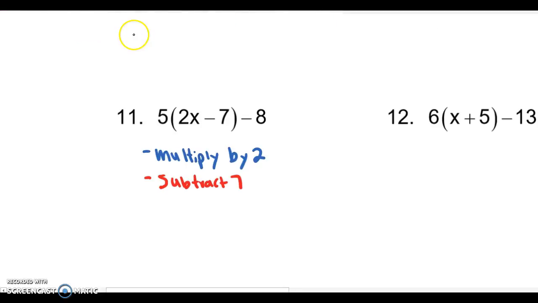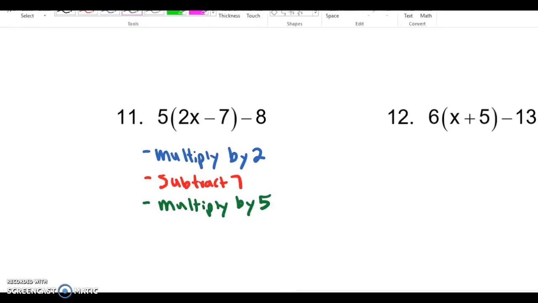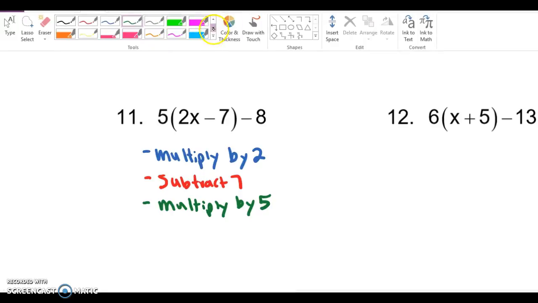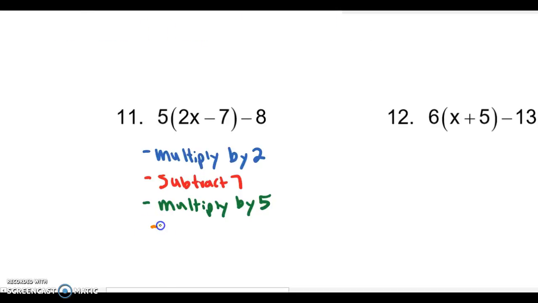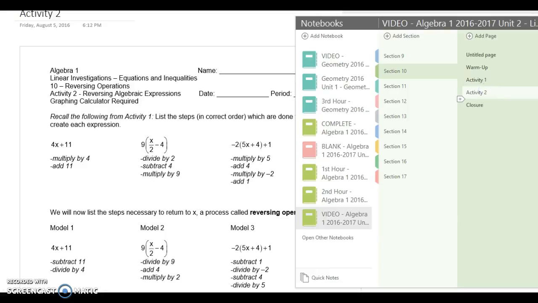And once I've done that, I'm going to multiply by 5. Because again, once we're outside those parentheses, multiplication and division come before subtraction and addition. And then my last step looks to be to subtract 8. All right, and that's the order we're going to follow. Multiply by 2, subtract 7, multiply by 5, and then subtract 8.